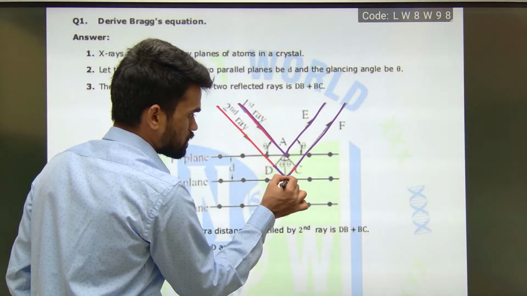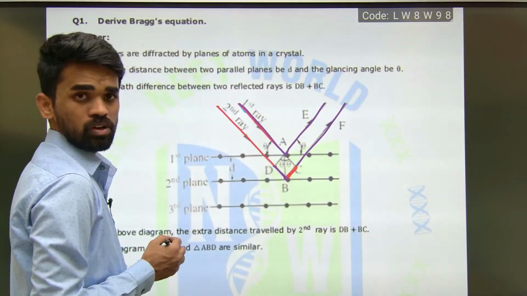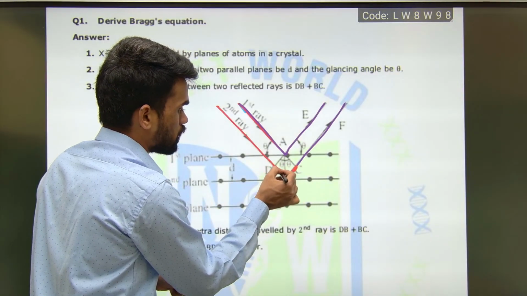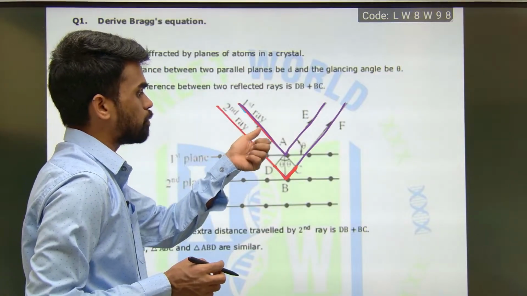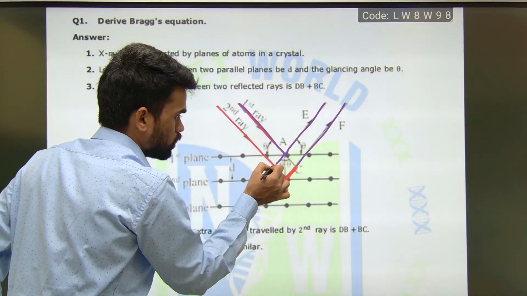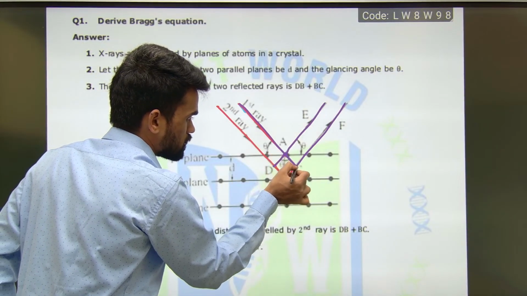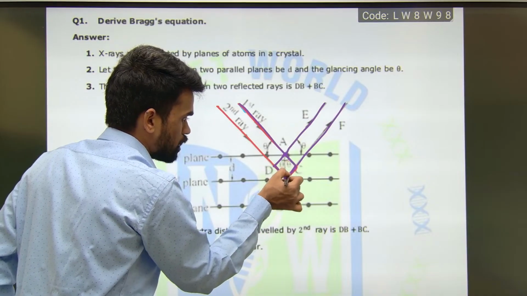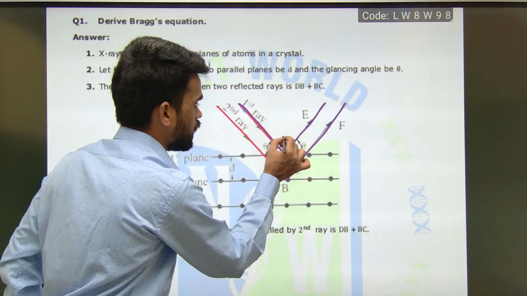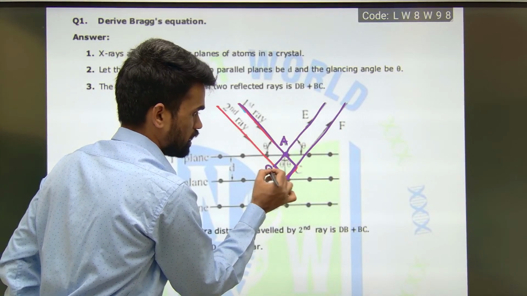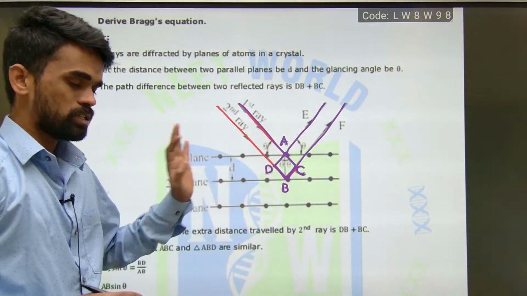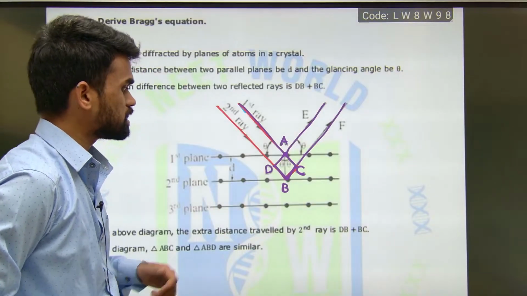The second ray is traveling some extra distance compared with the first ray. This is the extra distance traveled by the second ray. Now you just add these points. From here to here is equal distance, from here to here is equal distance. But this is an extra distance traveled by the second ray. So let us highlight them: this as the dot A, this as B, here D, here C. Like this, we have taken 4 points here.